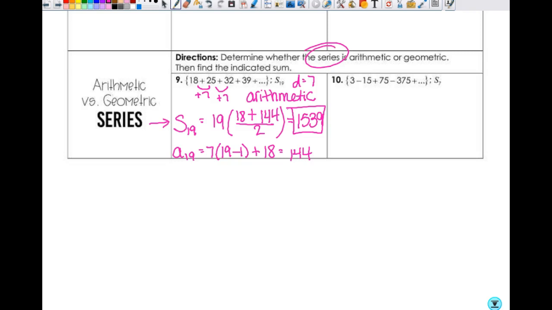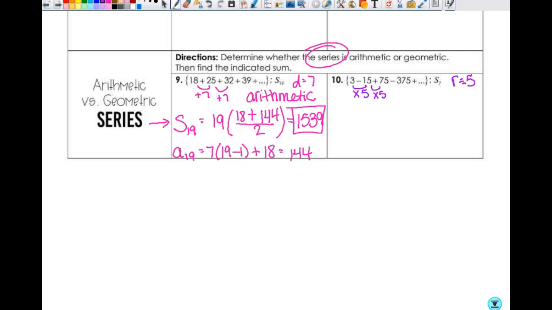All right. What questions do you have at this point? All right, look at number 10. Arithmetic or geometric? Geometric? Yes, because you're going to multiply by 5, right? So your common ratio is 5. Oh, it is negative 5. Thank you, negative 5. I know. Well, it's equals, that's a negative.